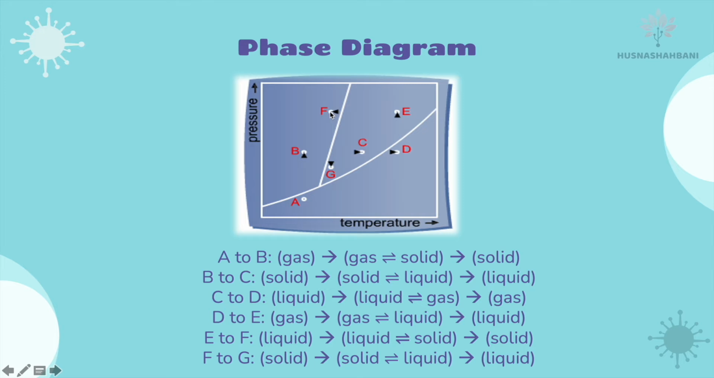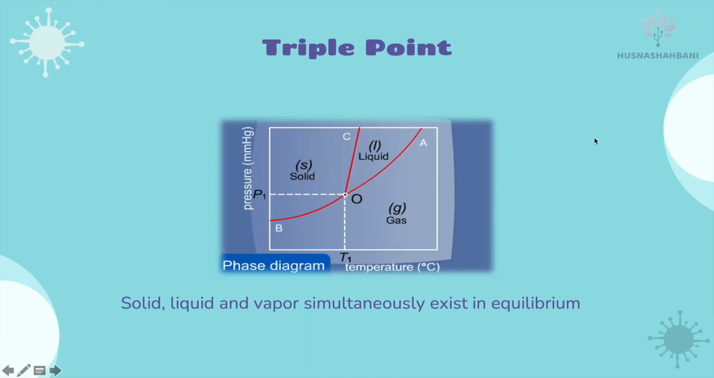F to G: F solid till the line, solid and liquid. After this line to G, it's in liquid form. So this is a phase diagram. This is how you differentiate at which point what phase the substance is in.